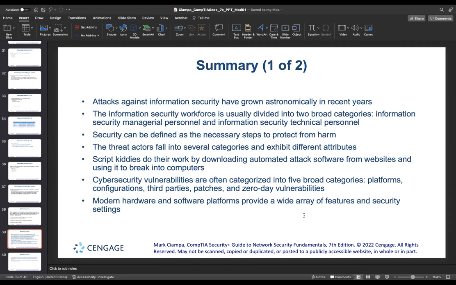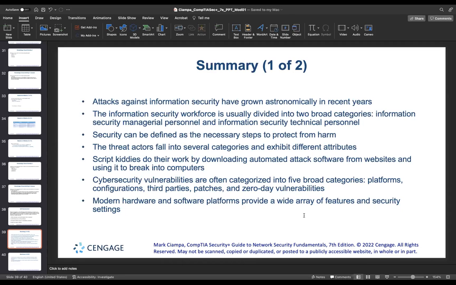We said security can be defined as necessary steps to protect from harm. The threat actors fall into several categories and exhibit different attributes. Script kiddies do their work by downloading automated attack software from websites and using it to break into computers. Cybersecurity vulnerabilities are often categorized into five broad categories. We talked about platforms, config, third-party or vendors, patches, and zero days.